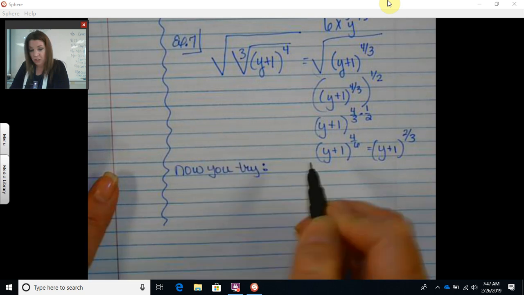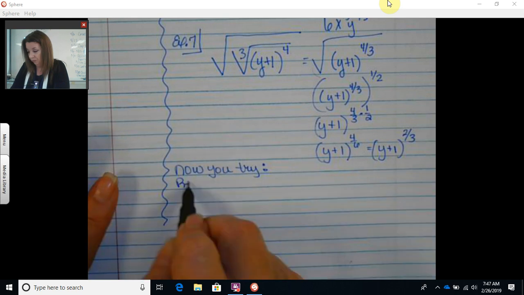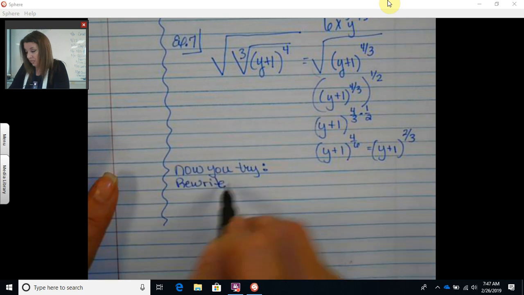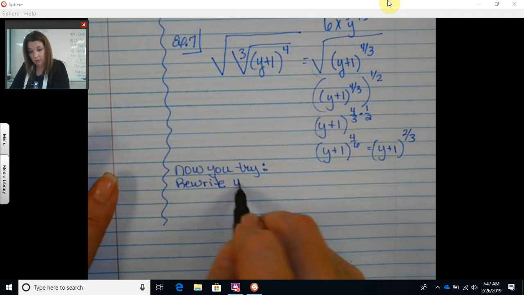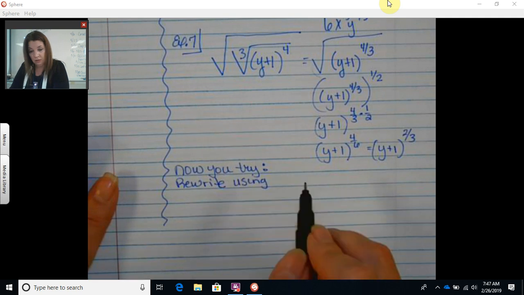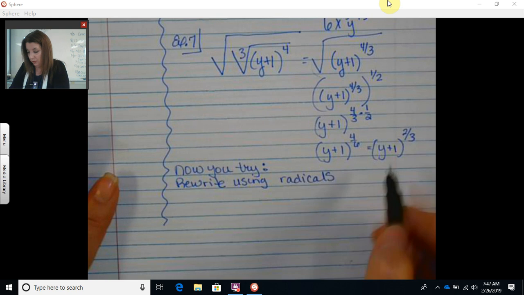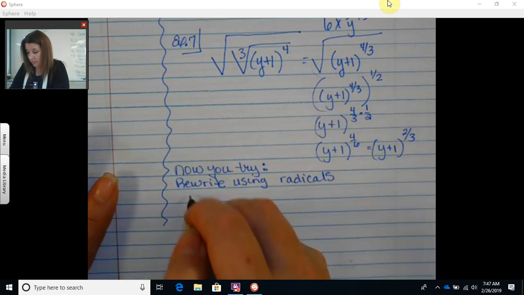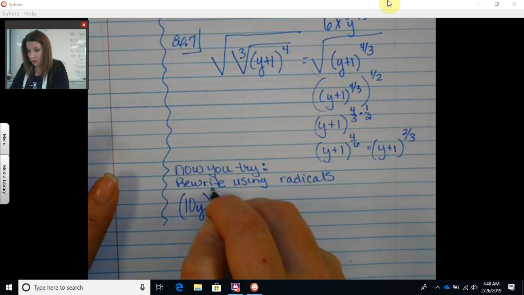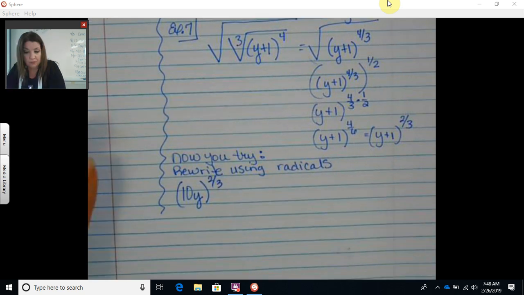I want you to rewrite using radicals. And the problem is 10y quantity raised to the 2/3 power. So rewrite it as a radical, and if you can simplify at all, simplify as much as you can.